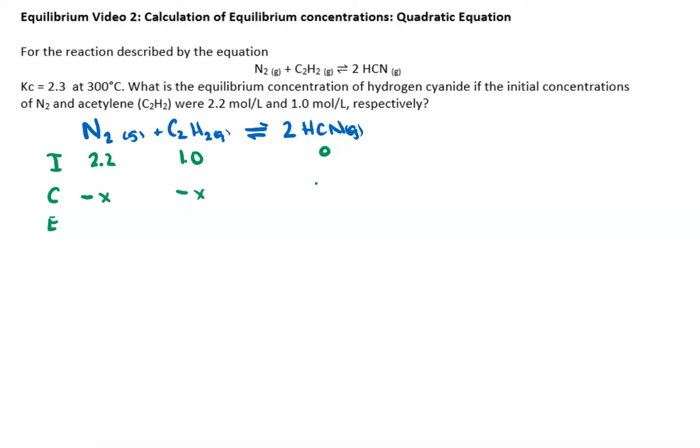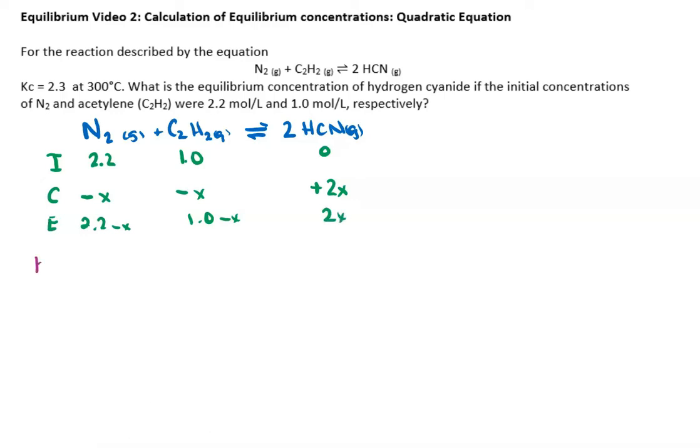We know some reactant will be consumed to form product, and we're going to have, for each 1 mole of nitrogen that reacts, 1 mole of C2H2 will react to form 2 moles of our HCN. So then we can add our change line with our initial and we'll get our equilibrium concentrations.